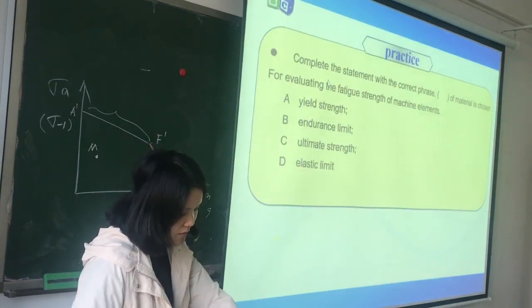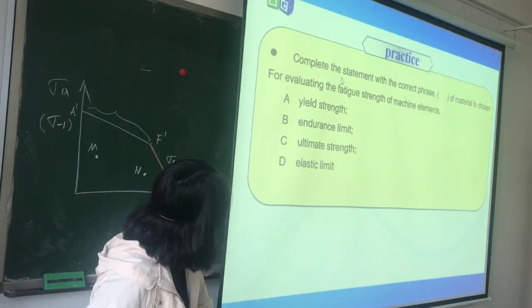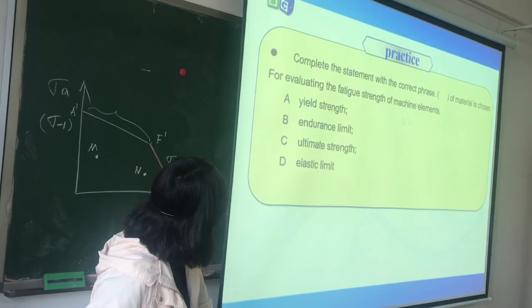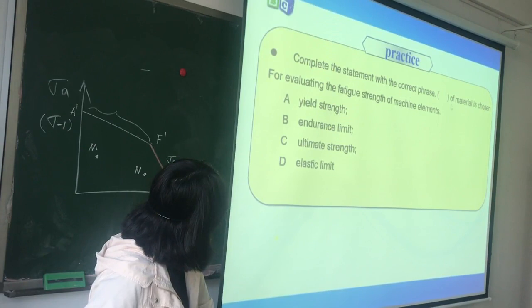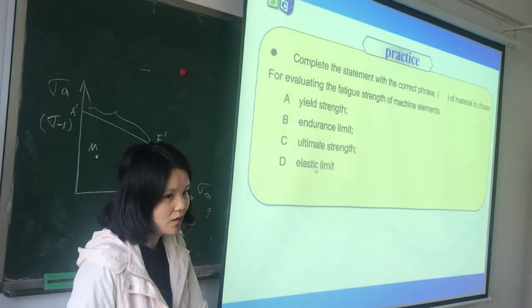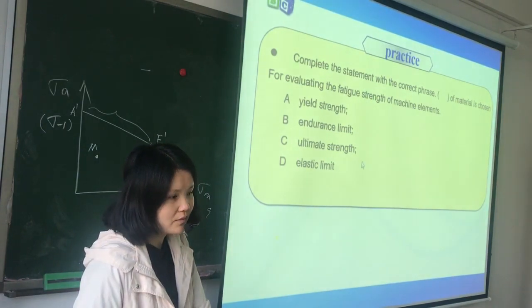Okay, let's have a practice. Complete the statement with the correct phrase. Which one of the material properties is chosen for evaluating the fatigue strength of a meshing element? A. The yield stress. B. Endurance limit. C. Ultimate stress. D. Elastic limit. Which one? For fatigue strength, choose which one?